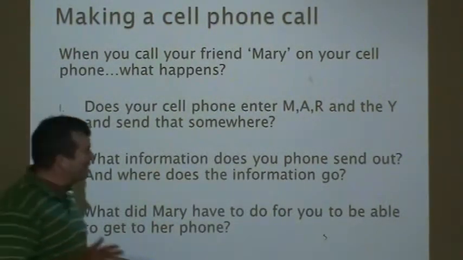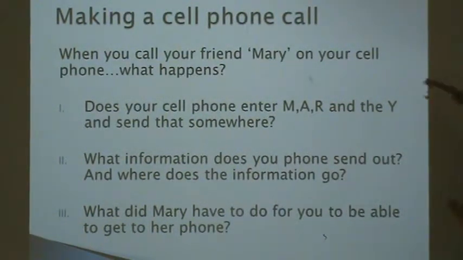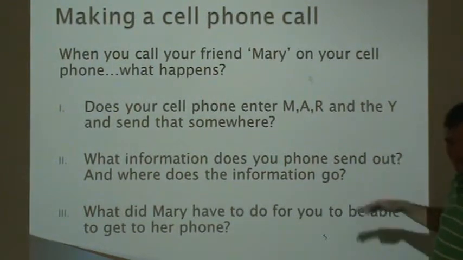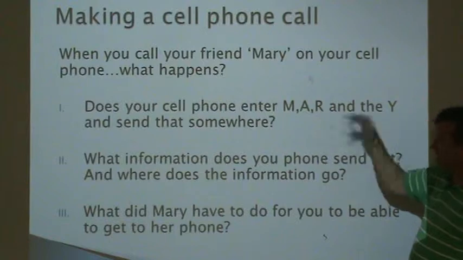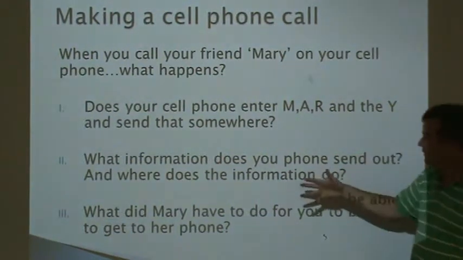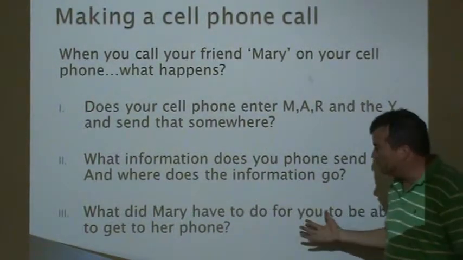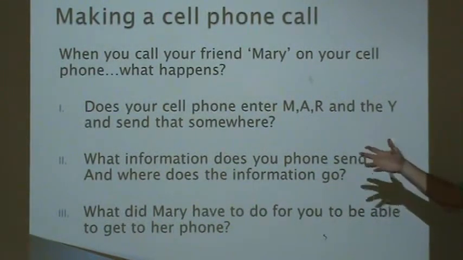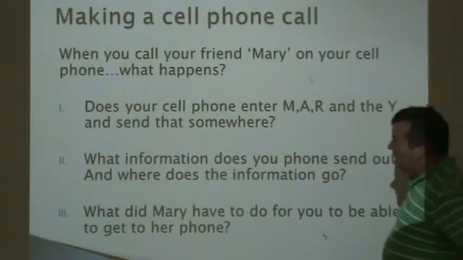So what I'm doing is going over an example that hopefully you know, and then I'm going to go over the same thing with the internet, and it's very, very similar. But your phone doesn't dial M-A-R-Y and send that out. And when it does send something out, where does it send the information to? And in order for Mary to answer the call, is there something she had to do before you made the call for her phone to be able to answer the call?